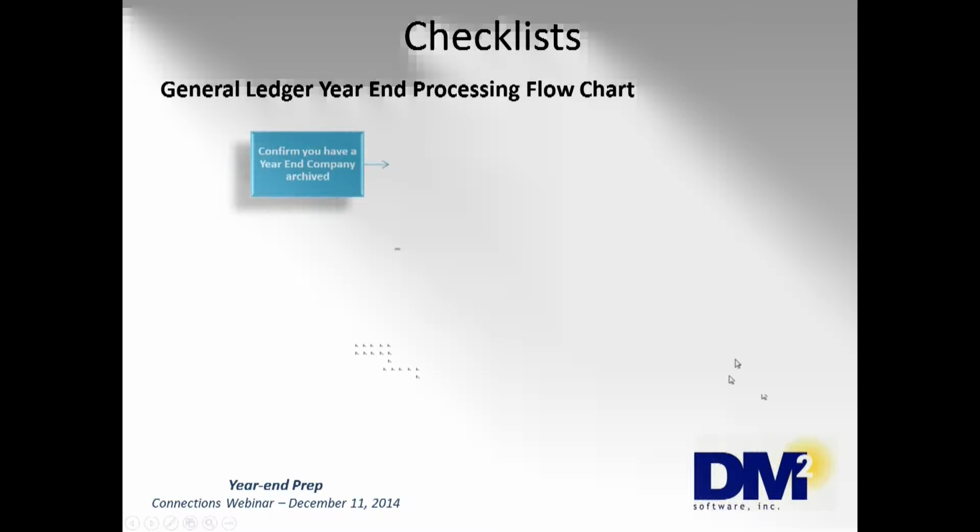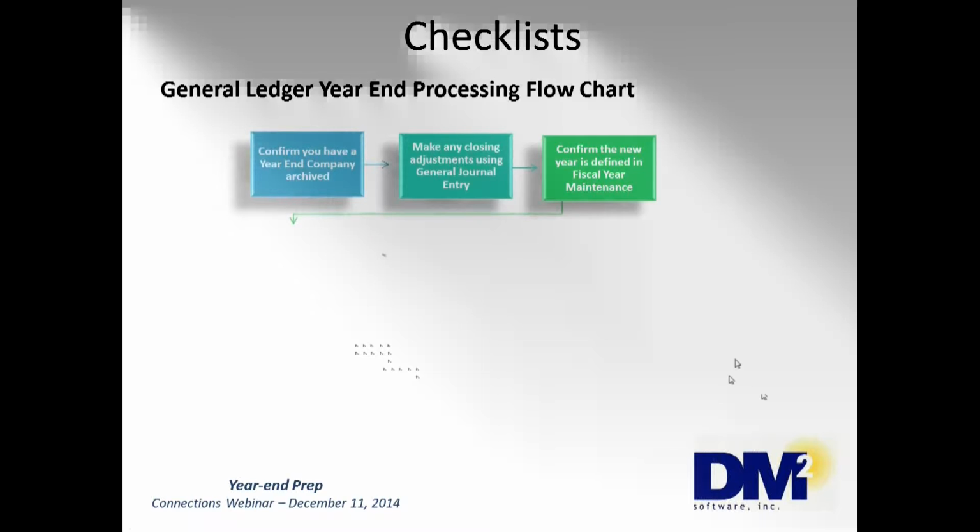So here's a flow chart that's going to summarize. Confirm if you have a year-end company archived, right? So you're going to make that backup. You're going to make any closing adjustments using the general journal entry. Confirm that your new year is defined in fiscal year maintenance. I think that's probably an issue that I've seen more people run into. It won't let you finish if you don't have that new year.